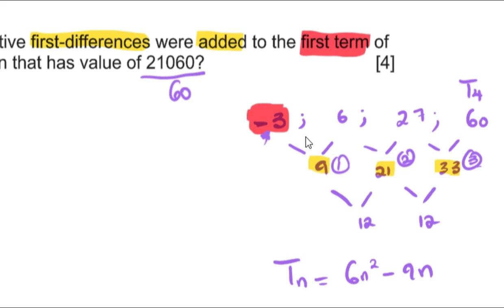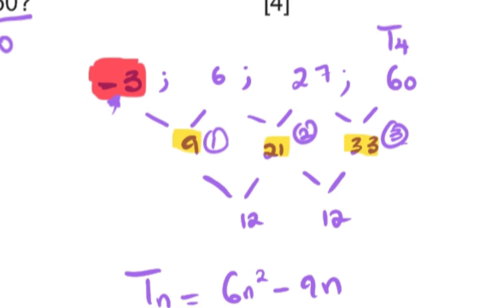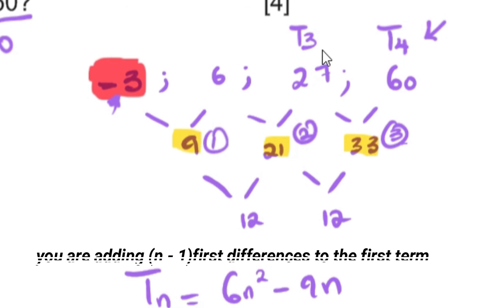So if you put in your calculator -3 plus 9 plus 21 plus 33, you will notice you're going to get a 60 over there. So what you notice from this question is for the fourth term, you need to add 3 first differences. And you could also guess it. For, let's say it was 27, for the third term, you need to add 2 first differences. If it was T2, for the second term, you need to add 1 first difference.